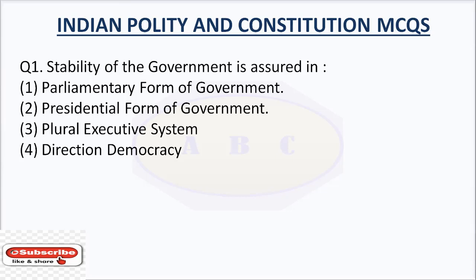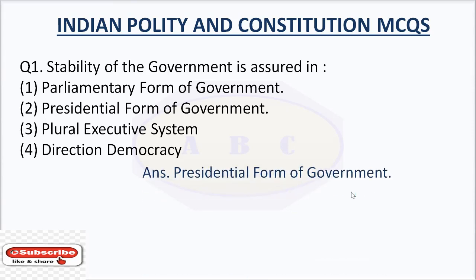Hello friends, we will discuss Indian Polity and Constitution MCQs. This is part 6. Question number 1. Stability of the government is assured in which form? Option number 1, parliamentary form of government, presidential form of government, plural executive system, direct democracy. The answer is presidential form of government.